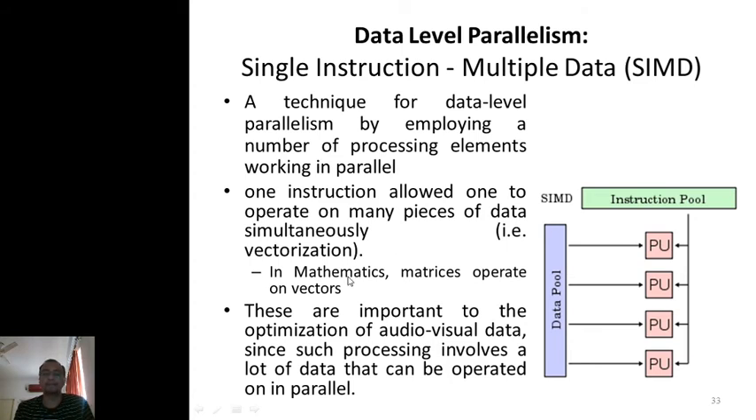You can relate it to matrix or vector operations in mathematics. If I do a matrix addition, say matrix A plus matrix B of 3 cross 3, then 9 additions are done, and if we do these 9 additions in parallel, then at one instant of time we have 9 addition results available. This is called vectorization. It is important for the optimization of audio visual data, since such processing involves a lot of data that can be operated on in parallel. So for audio video processing, this SIMD architecture is there in most DSPs.